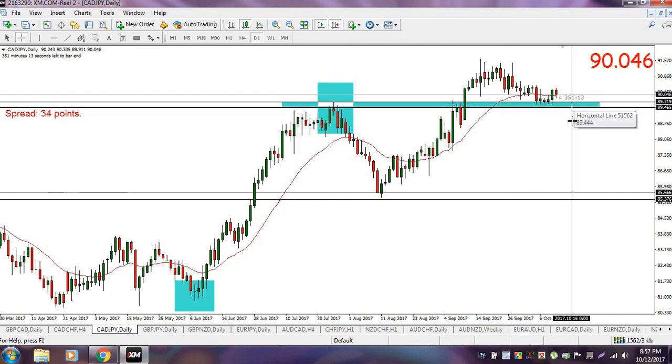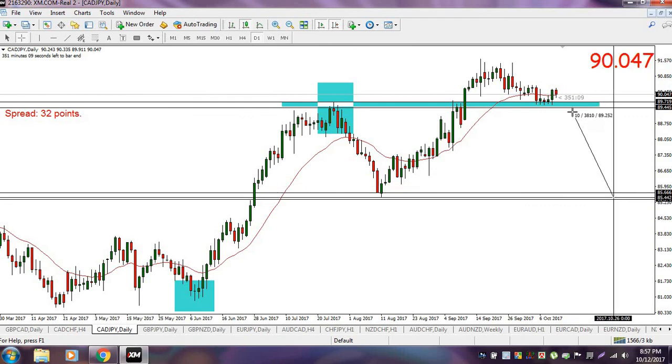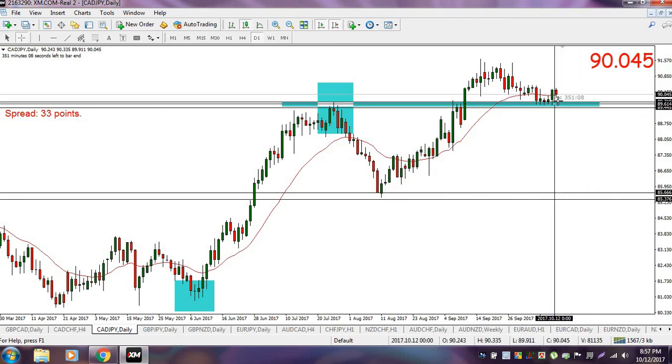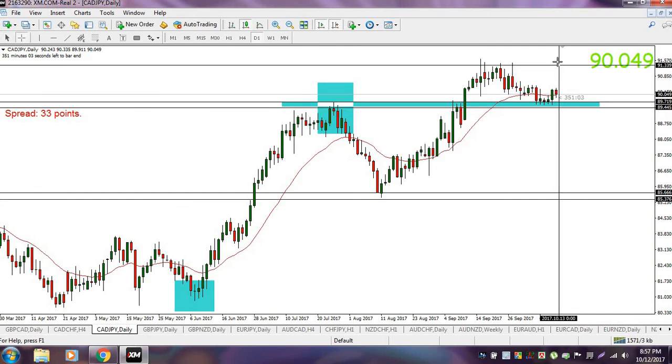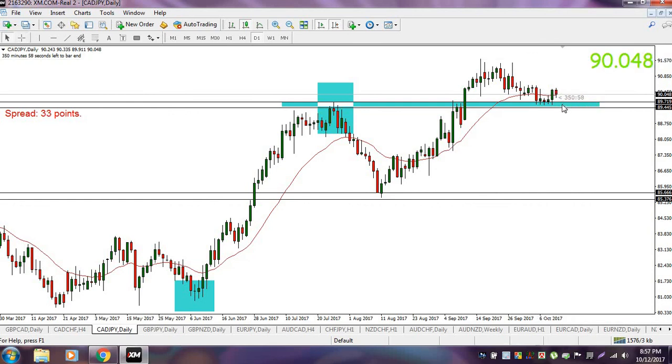If this happens at this area, we will sell with the target at the near-term support level. But currently we are buying with a stop loss here, and our target will be at least this area, 91.50. It is an opportunity of 200 pips to collect from this area.